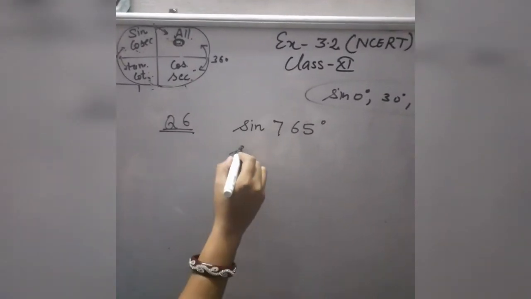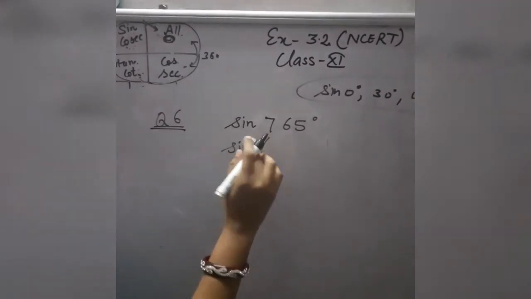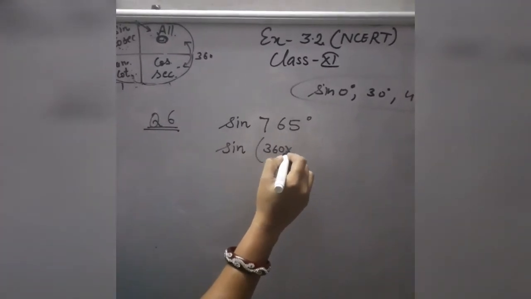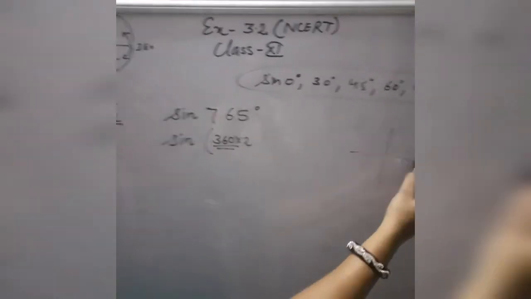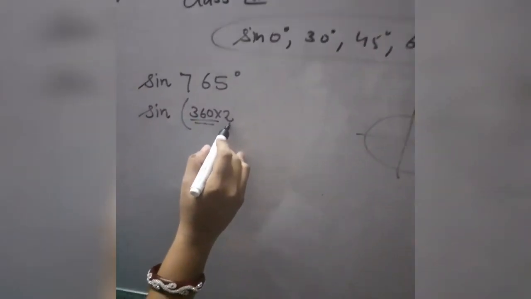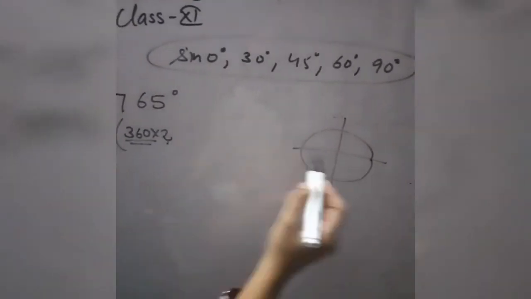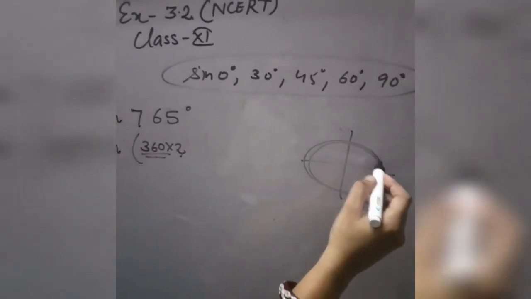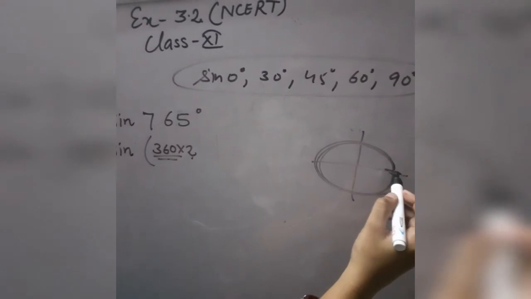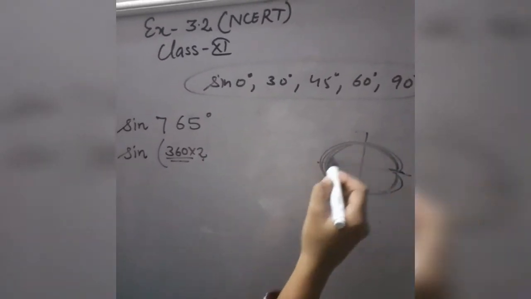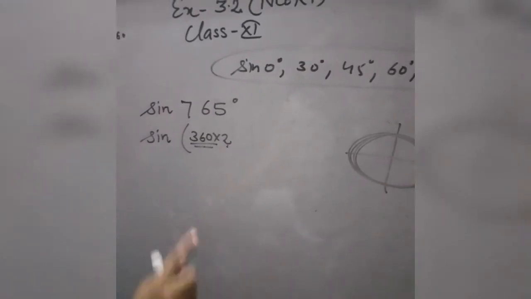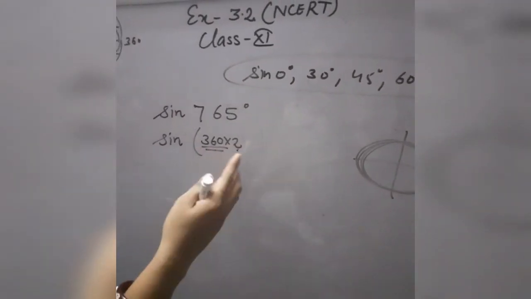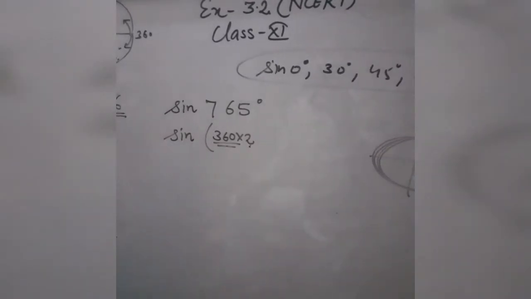765. This sine 765 can be written as 360 into 2. You can take any multiple of 360 here, because 360 means one circle, and if you are taking any multiple of this 360, say 2, it means you are taking 2 rounds. 360 means you reach 0 degree, and if you are taking 2 rounds, then again you reach that 0 degree. So 360 plus something or 360 into 2 plus something, both will be the same.